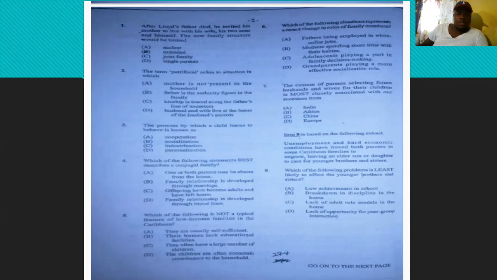Number three, the process by which a child learns to behave is known as A, cooperation, B, socialization, C, indoctrination, or D, personalization. Answer is B, socialization.